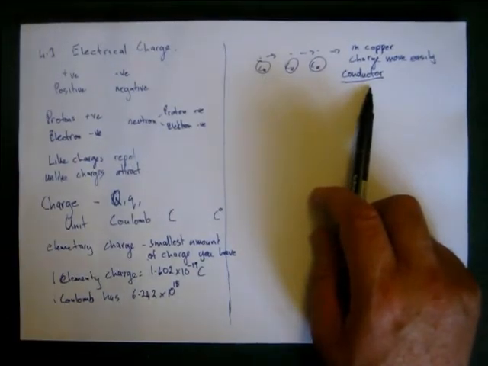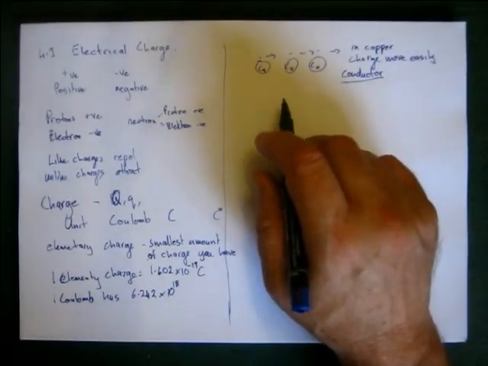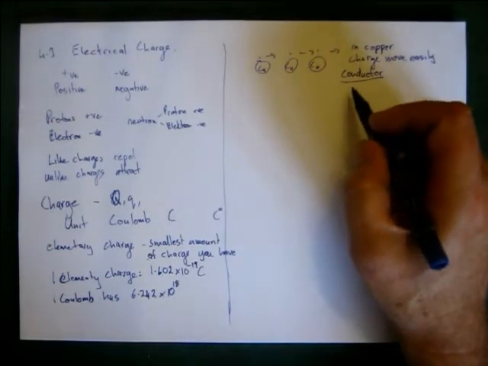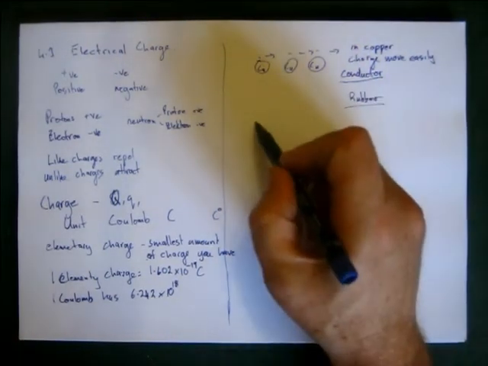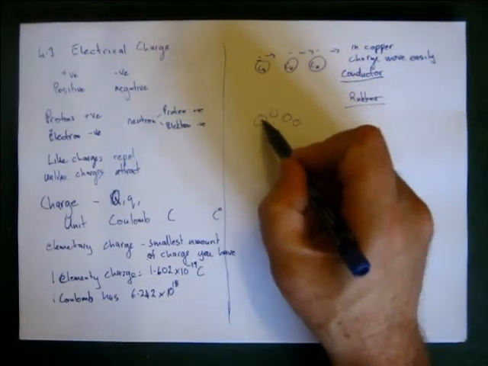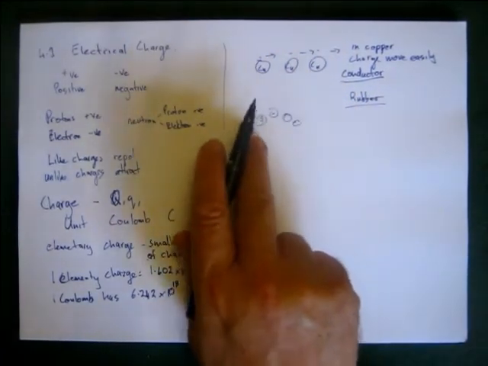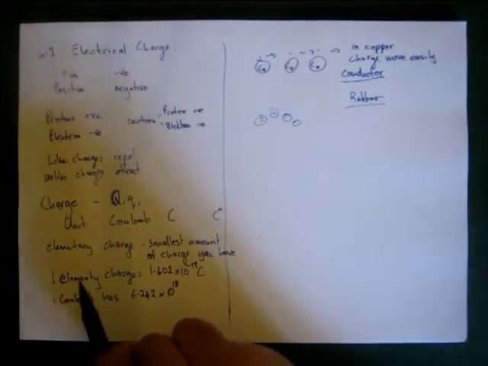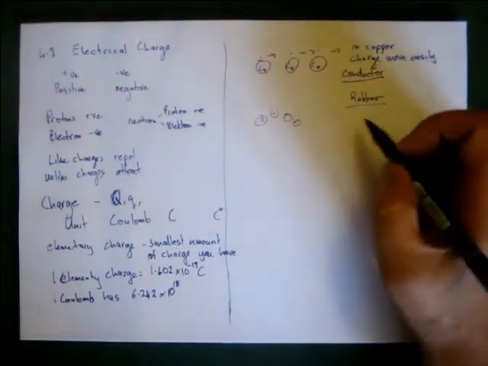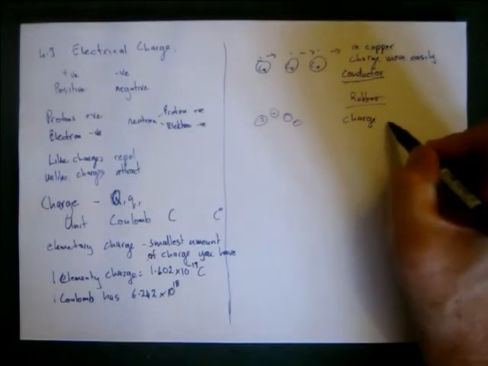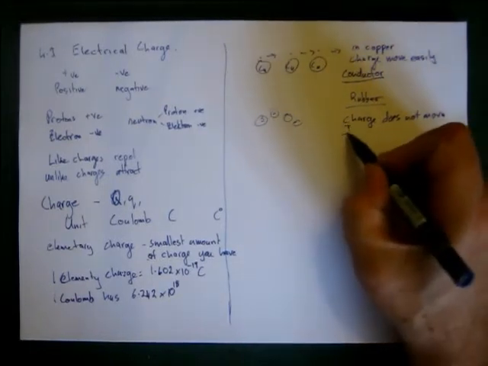Another type of material that we get, let's take silicon dioxide. Let's take rubber. This is a classic one. Rubber's made up of molecules, and in these molecules the charges are very tightly held to the molecule. That means these charges can't move. And as electricity is moving charge, or electrical current is moving charge, it does not move, or does not move easily. We call this an insulator.